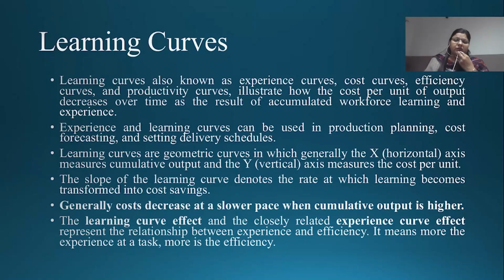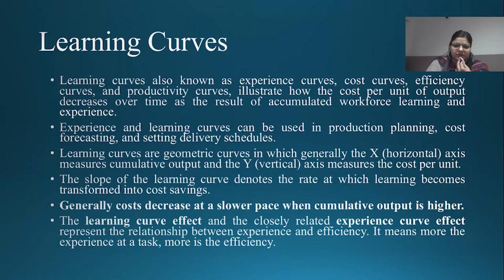Next, learning curves are geometric curves in which generally the x horizontal axis measures cumulative output and the y vertical axis measures the cost per unit. Through the graph, on the x-axis we take output and on the y-axis we take the overall cost. The slope of the learning curve denotes the rate at which learning is transformed into cost saving. If the slope is going high, it means the cost will be high, and if the curve goes to the lower side, it means cost saving and we are reducing the cost.